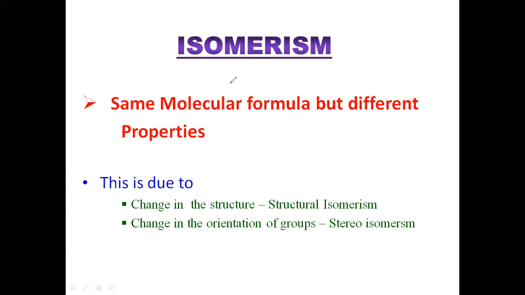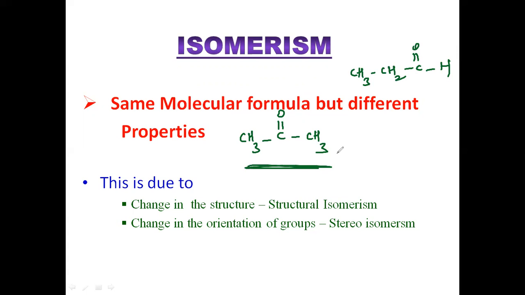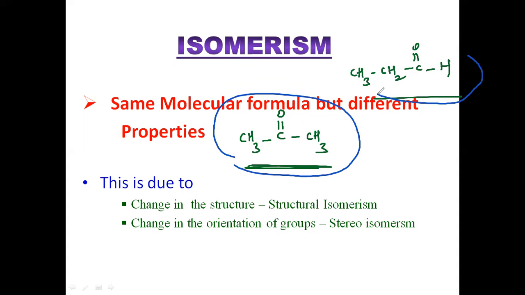Let me write an example: CH3, C double bond O, CH3. This is one example. And the other is CH3, CH2, C double bond O, H. What is the difference between this compound and that compound? You know the name of this compound: this is acetone, which you studied in organic chemistry.